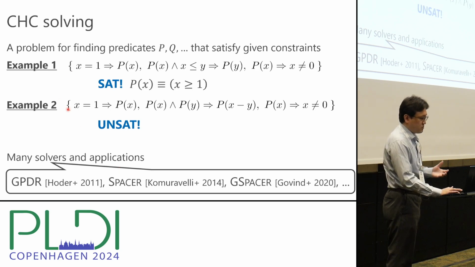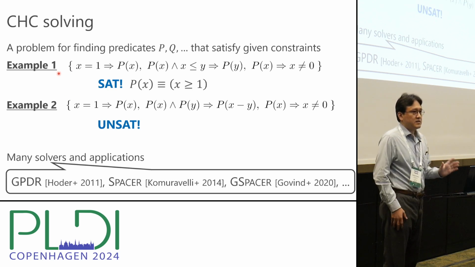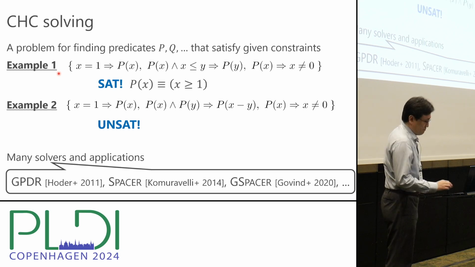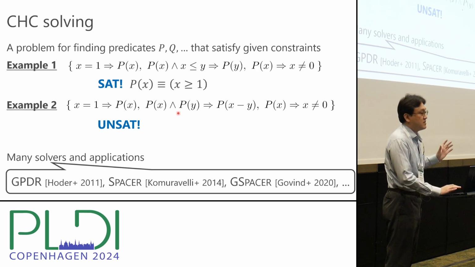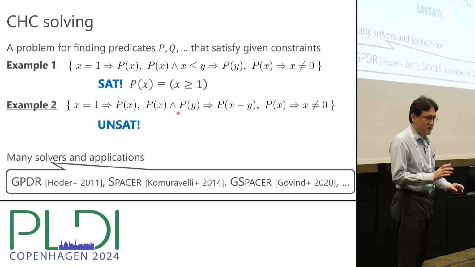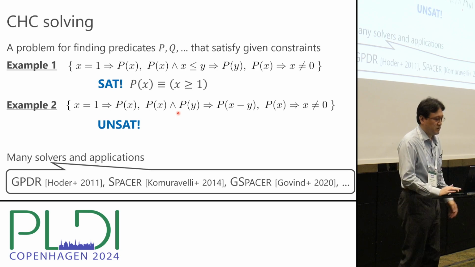And here are examples of CHCs. The first example is satisfiable. That means there exists a solution for P. It is easy to check that this is actually a solution. And the second one is unsatisfiable. It may not be obvious, but it's actually unsatisfiable.